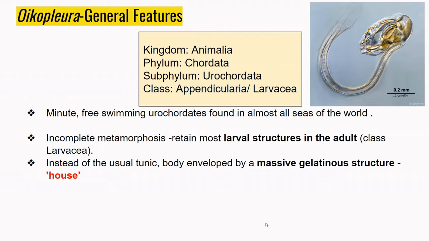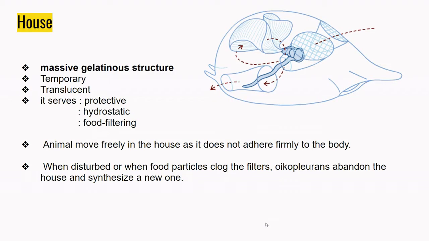When we speak about Oikopleura, they do not have the usual tunic that we normally expect in the subphylum Urochordata, but instead they have a massive gelatinous structure. We call it the house. So let's see what this house is. As I said, there is a massive gelatinous structure, and this structure is the house. The organism Oikopleura could be seen within this house.